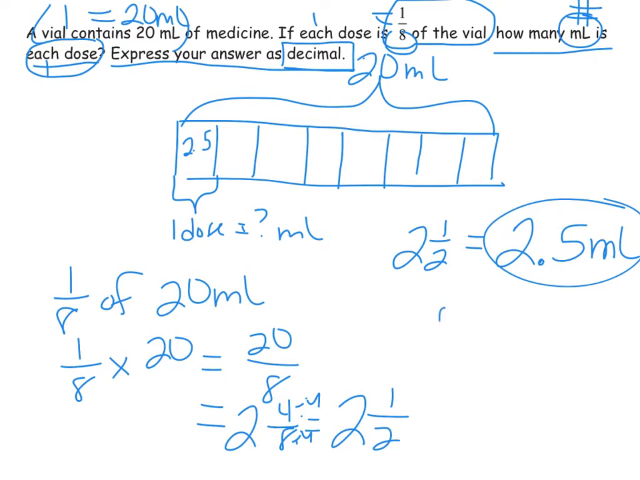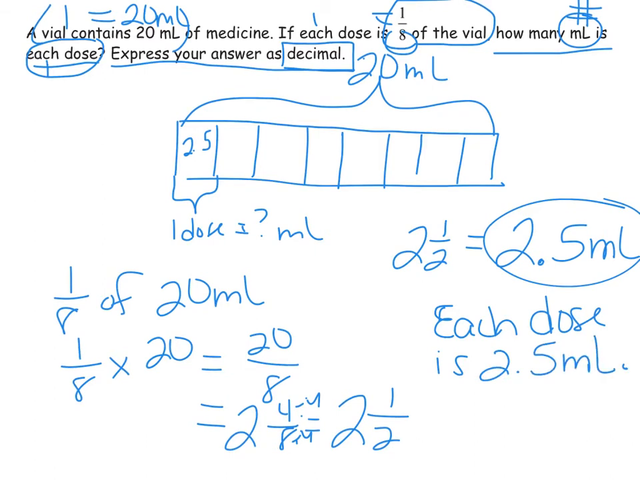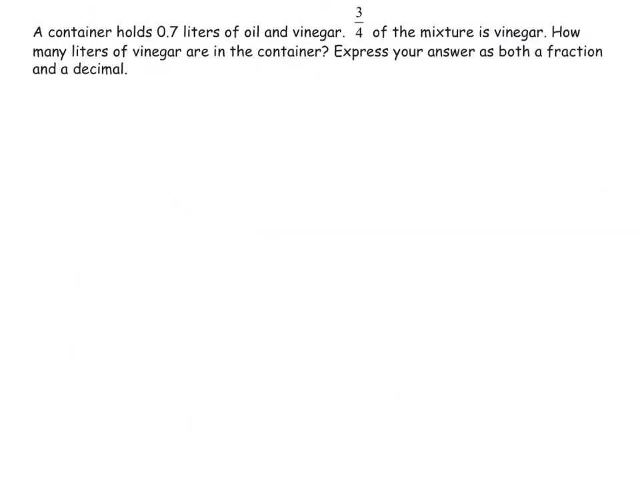So let's write our answer statement. Each dose is 2.5 milliliters. Make sure that the m is lowercase and the L is capital. Make sure you showed all your work.